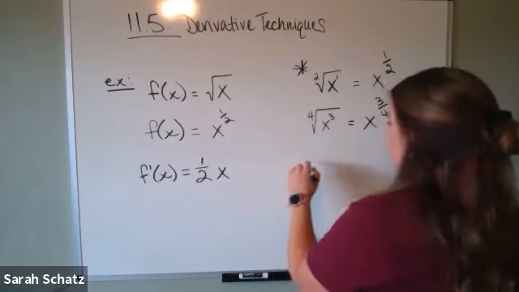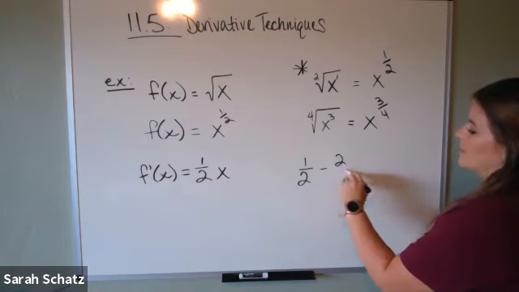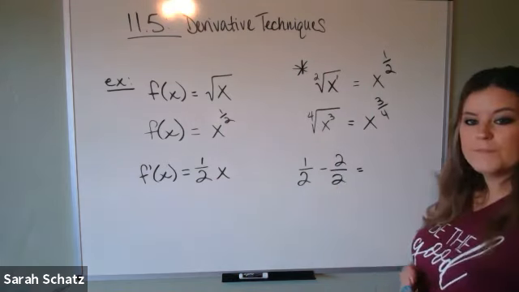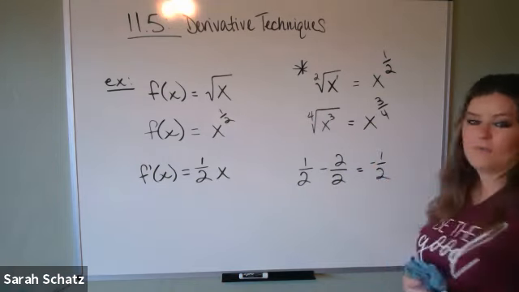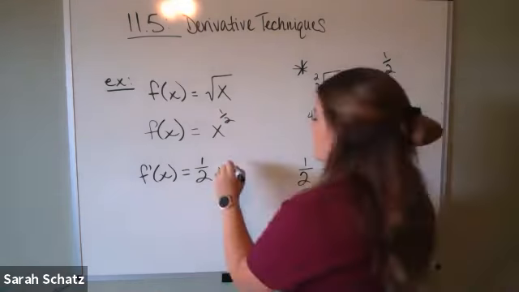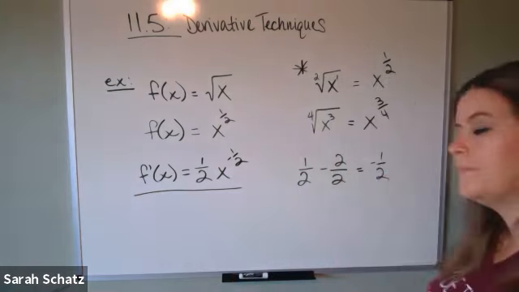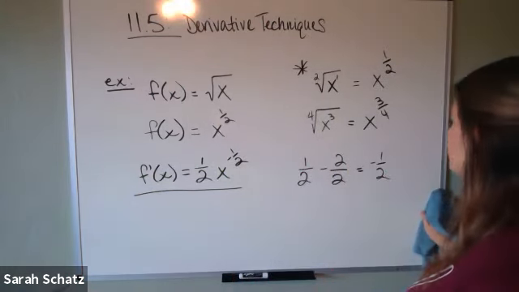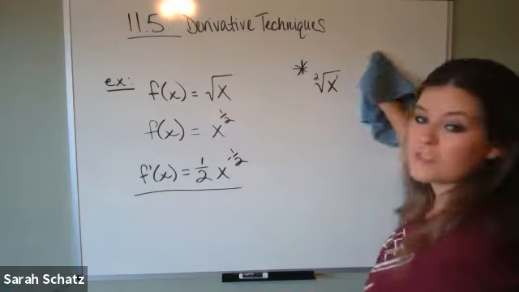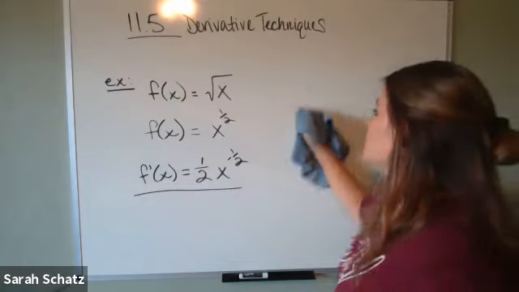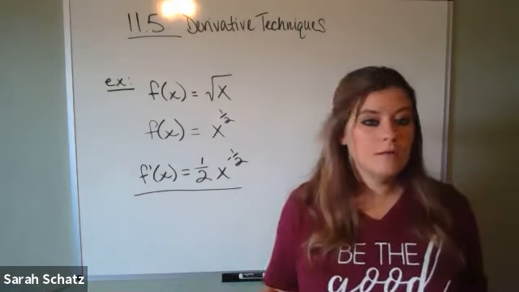So think about it, guys. You have 1/2, and I need to subtract 1. But instead of 1, I'm going to think about it as 2/2. So 1/2 minus 2/2 leaves us with negative 1/2. So my new power is negative 1/2. And there is your derivative. So fraction powers, negative powers, regular, normal, positive, whole numbered powers, we can do it all with the power rule.